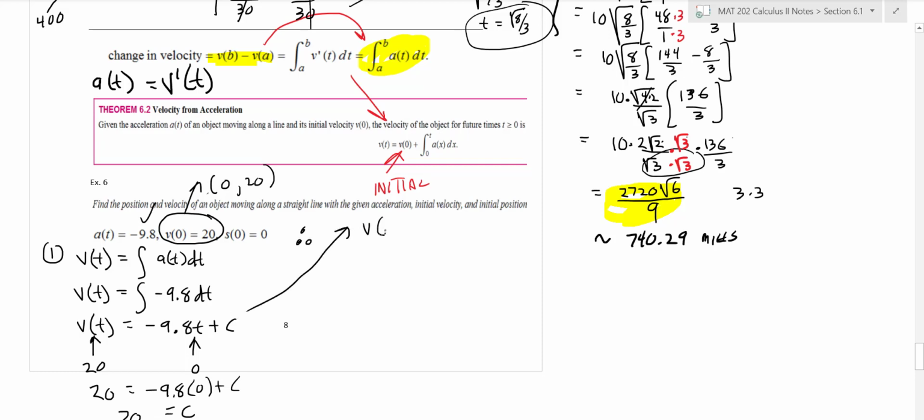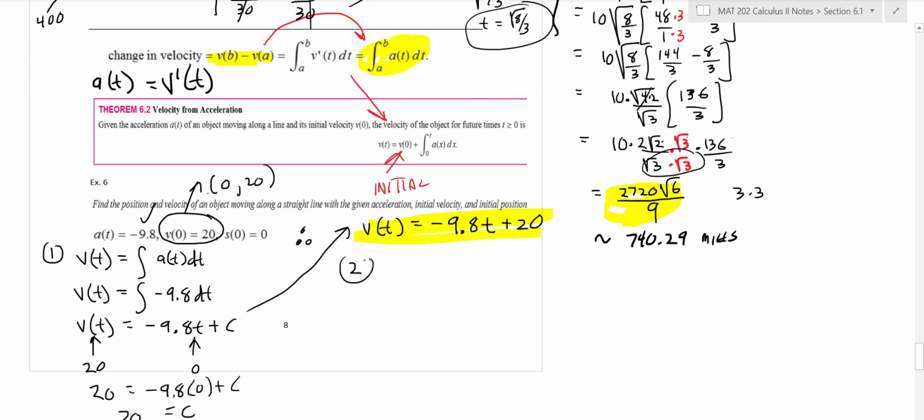Okay, so therefore we end up with this. V of t is just equal to negative 9.8t plus 20. I'm sorry, the C is equal to 20. Okay, so that's the first thing, we have the velocity. We just integrate the acceleration and use the initial condition to find the constant C.